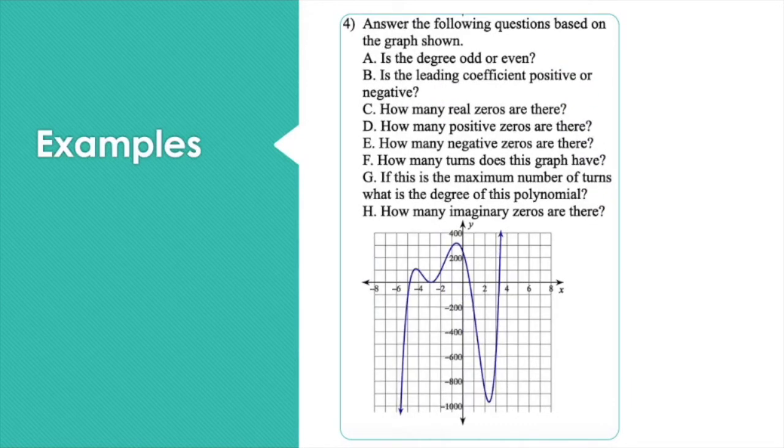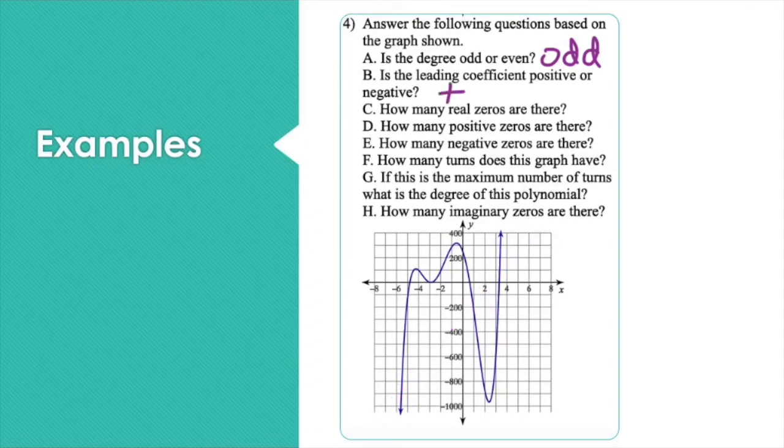Number 4. We're going to do number 4. Same questions. Is the degree odd or even? Since this is going in the opposite direction this time, instead of being even, it's going to be odd. The leading coefficient, is it positive or negative? This is going up this direction and down this direction. So our graph looks like this. It's going uphill from left to right, so it is positive.